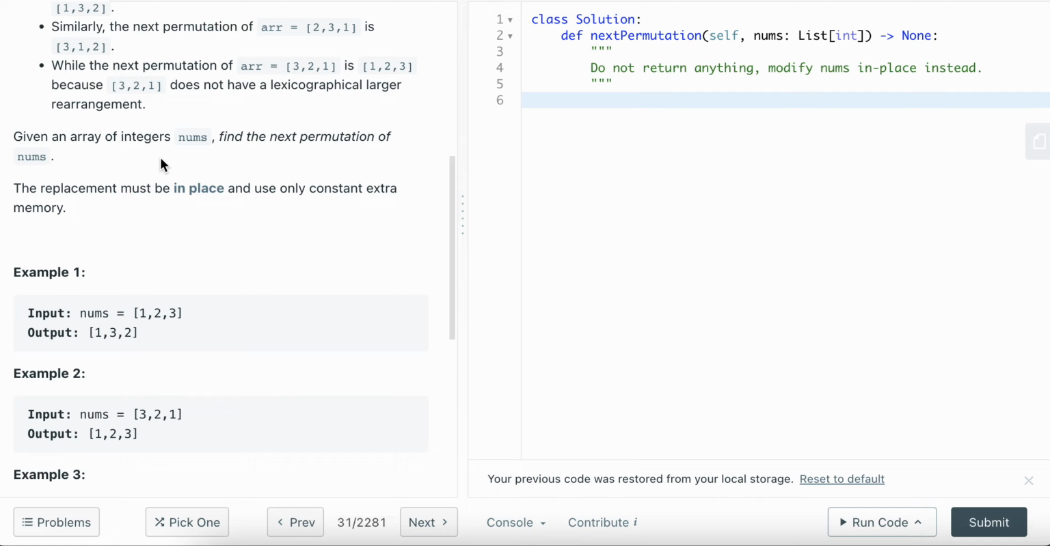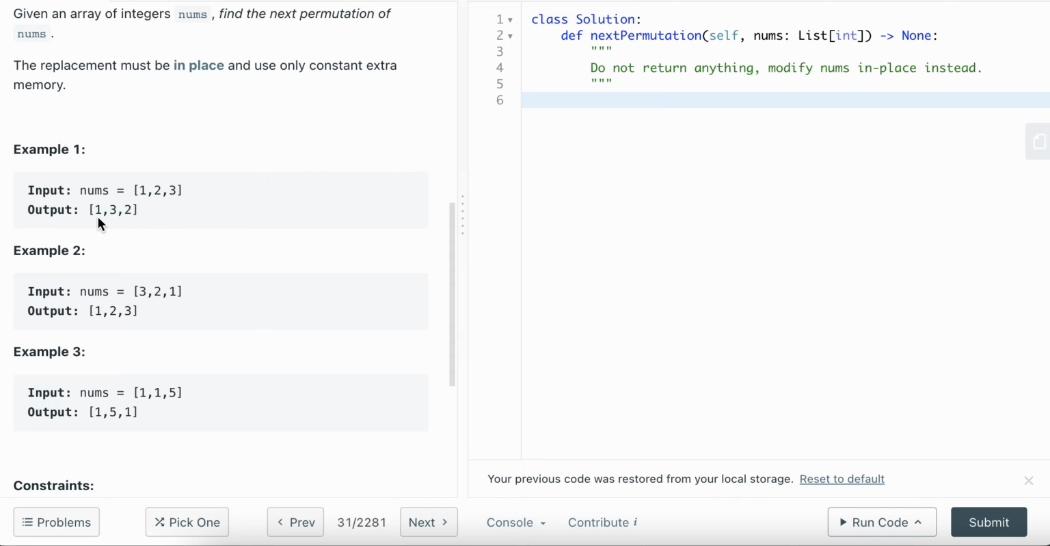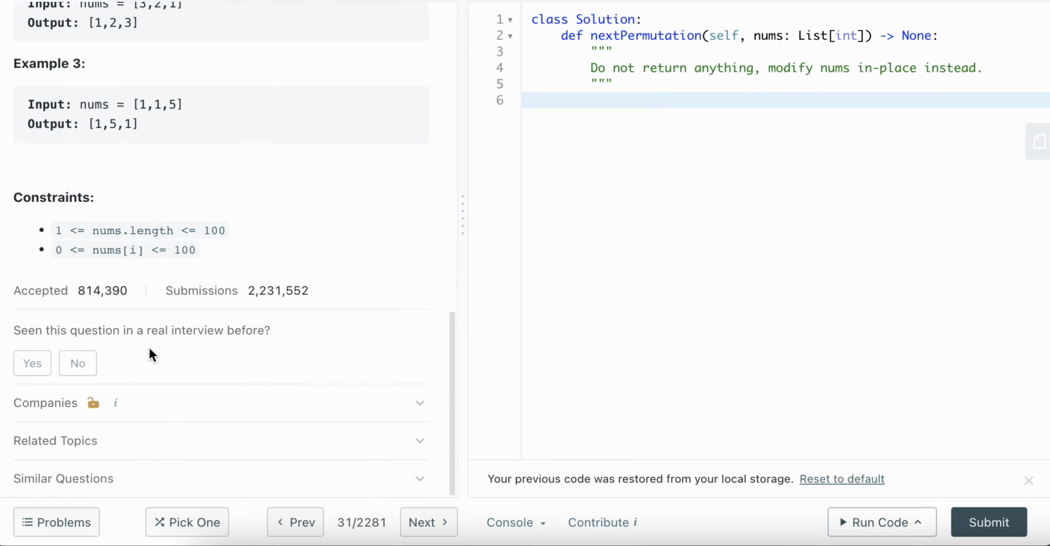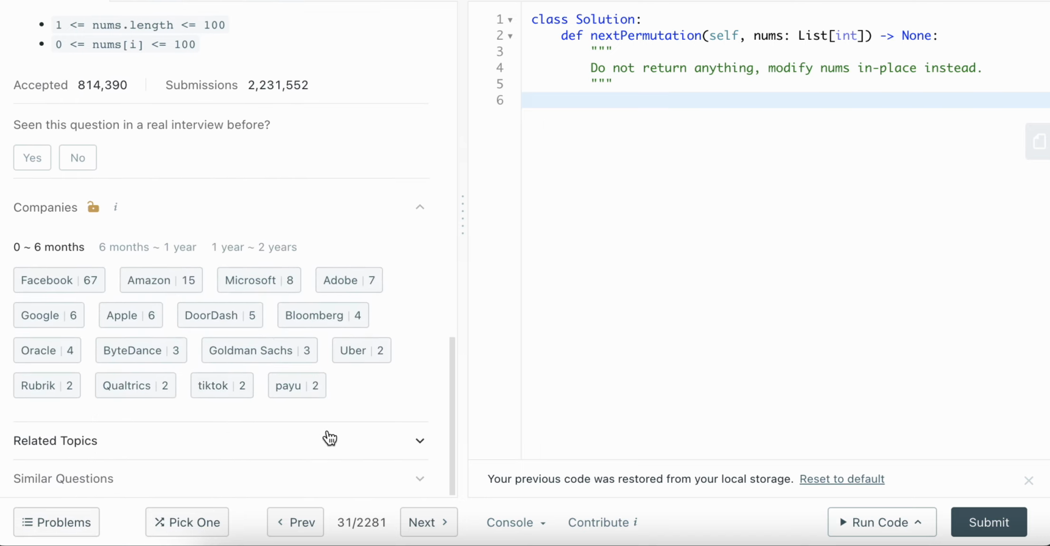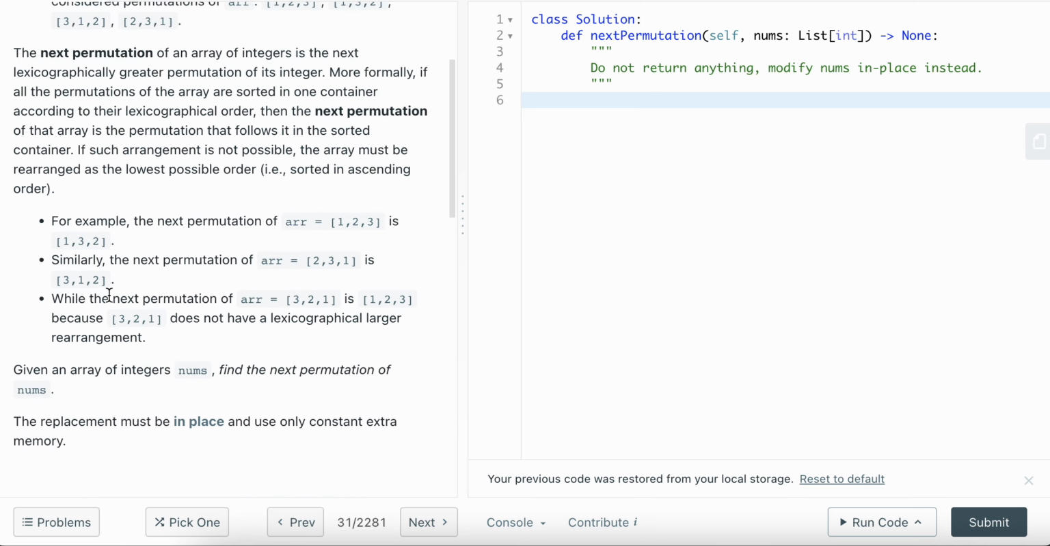The replacement must be in place and use constant extra memory. So if it's 1, 2, 3, you have to return 1, 3, 2. For 3, 2, 1, you have to return 1, 2, 3, and for 1, 1, 5, you have to return 1, 5, 1. There are some constraints here. You will be surprised how many companies asked this, especially Facebook, which asked this question 67 times in the last 6 months.